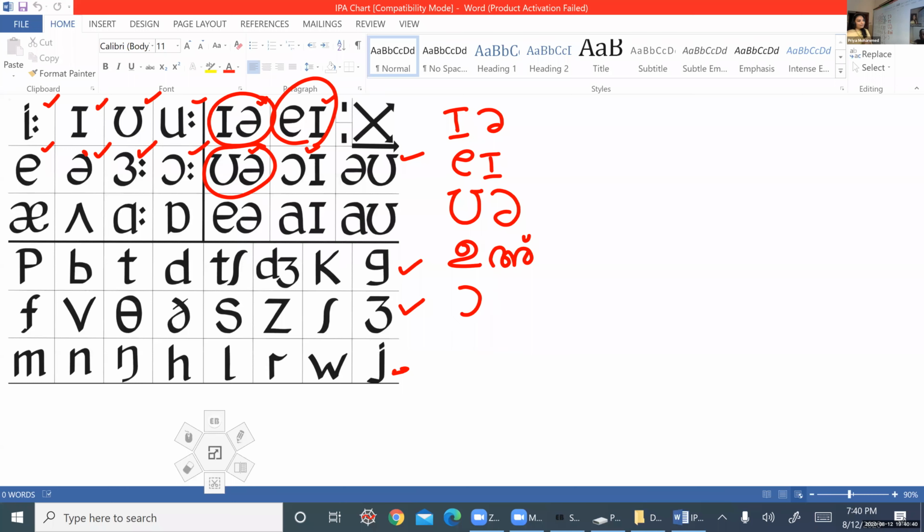Can you tell me what is the sound? This one, and this one is the same. When it is moving to the diphthong section, we write it like this. But when it is standing alone in the monophthong section, it is this one. So what is this? Can you play this sound now, which is circled?